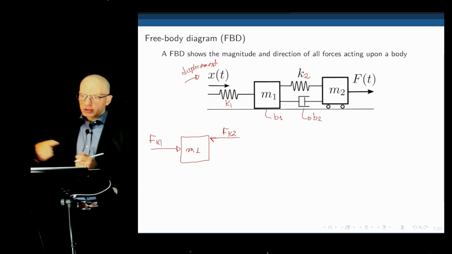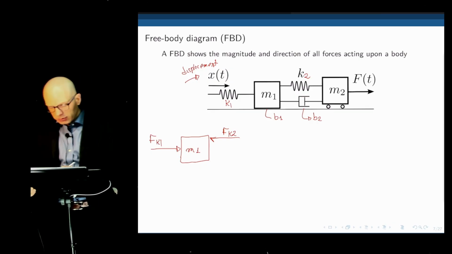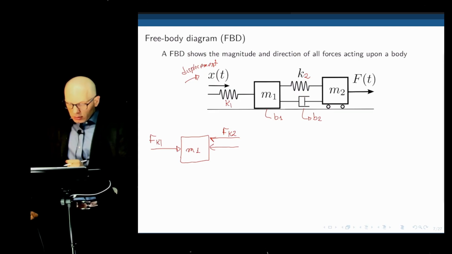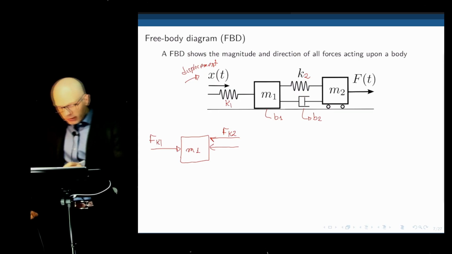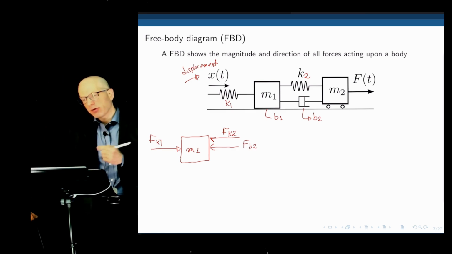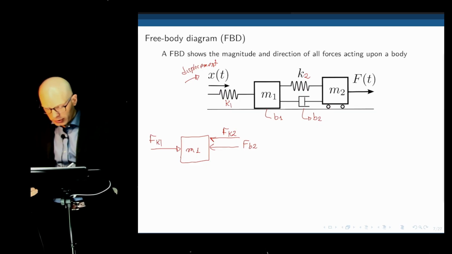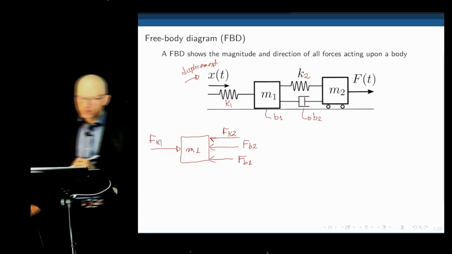If mass M1 is going to the right, and mass M2 is fixed, then you can also assume that there is a displacement, that there is a force from the viscous friction coefficient from B2, which is Fb2 going against it. And we also have the effect of the friction between mass M1 and the floor under it. That friction there creates a force against motion, Fb1.